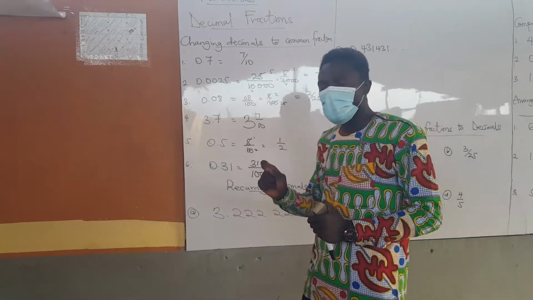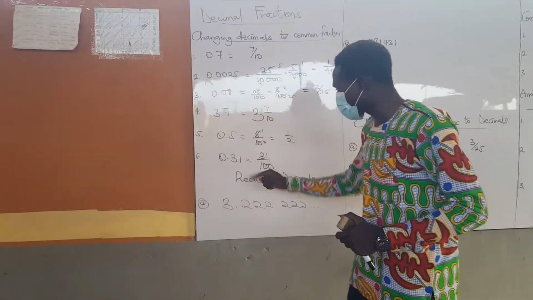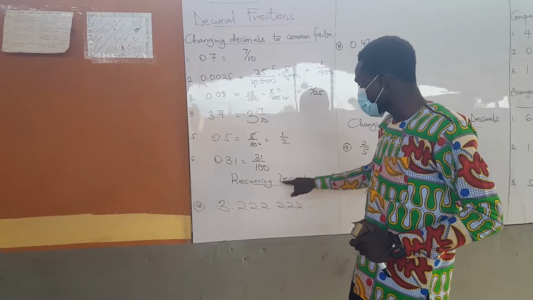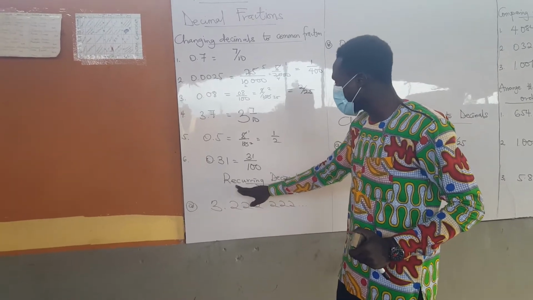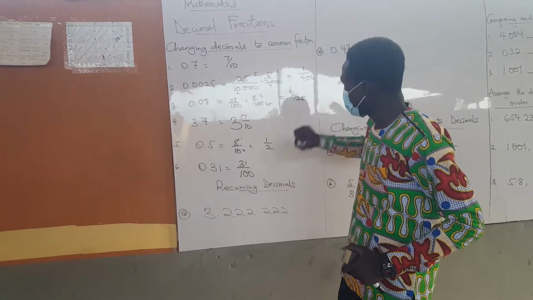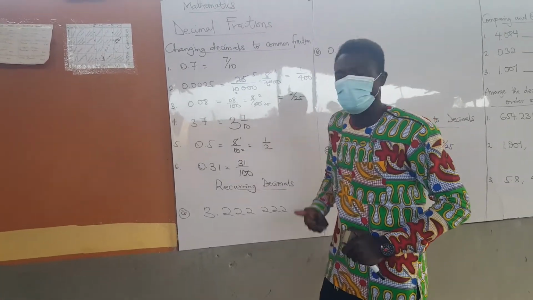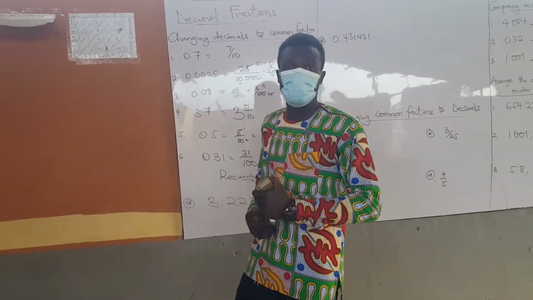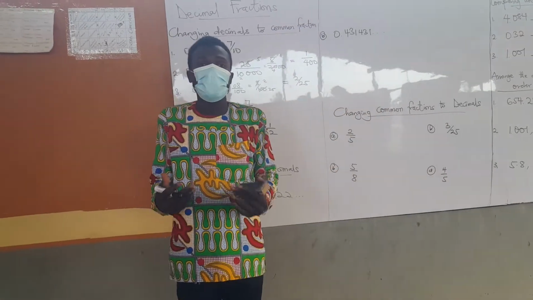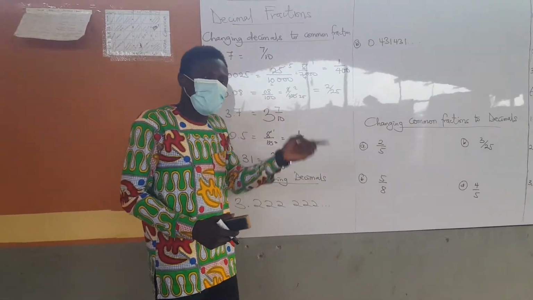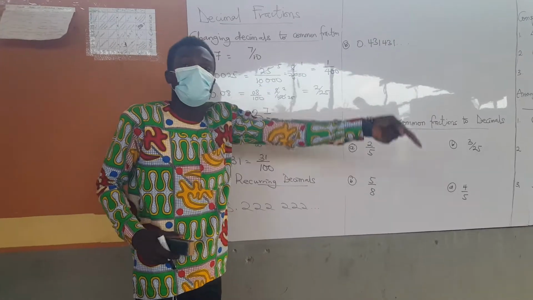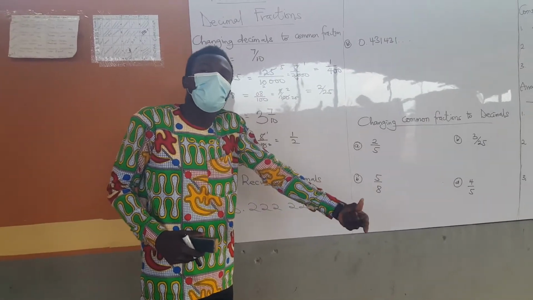Now the next decimal that we want to look at is recurring decimals. How to change recurring decimals into common fractions. When we say recurring decimals, what are recurring decimals? Recurring decimals are the decimals that repeat themselves. That is after the decimal point.